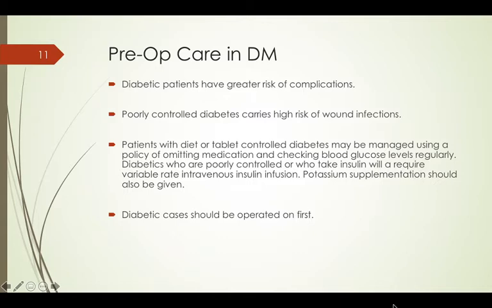In terms of differentiating between the two main types of how we manage diabetes, those who are controlled with diet or tablet can be managed by omission of medicines and checking their blood glucose regularly. And those who are poorly controlled, or take insulin, you need to put them on a variable rate intravenous insulin infusion. And potassium supplementation, because insulin drives potassium into cells, so you might deplete their potassium levels if you give them too much insulin. And always, if you can, operate on diabetic cases first to prevent hypoglycemia as a result of fasting rules.